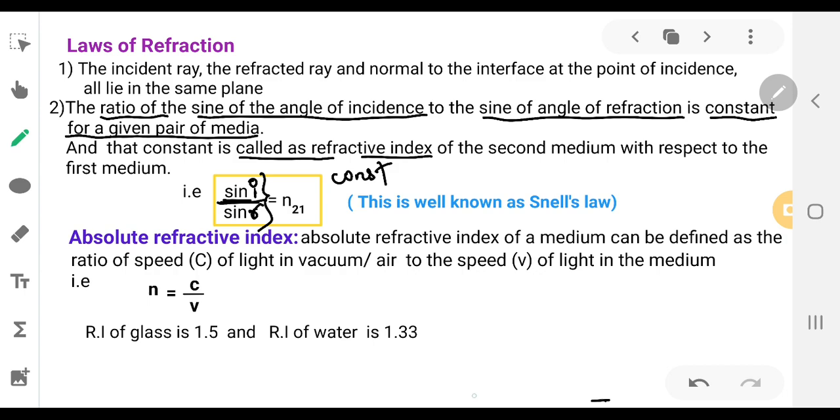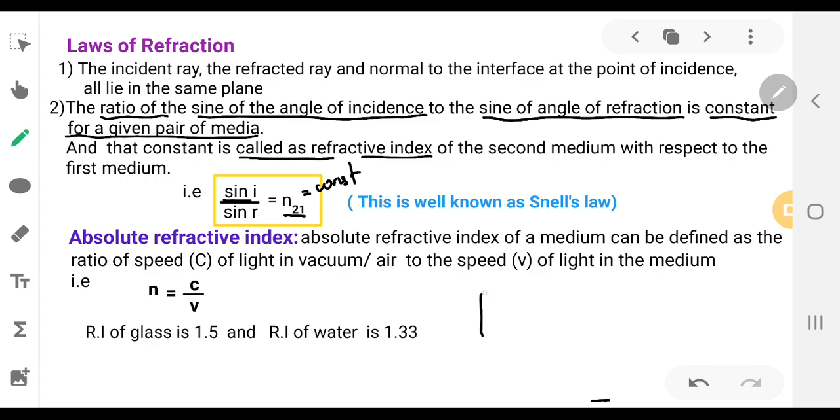Now this equation, the second law of refraction, is known as Snell's law. Now we'll see what is equal to constant for a given pair of media, and what this refractive index is. But before going to that, we'll discuss a special case of refraction.